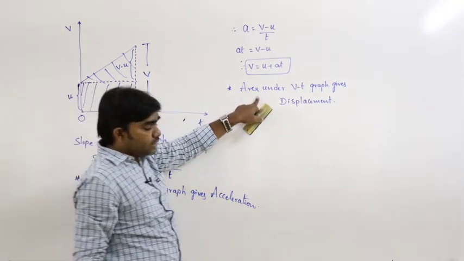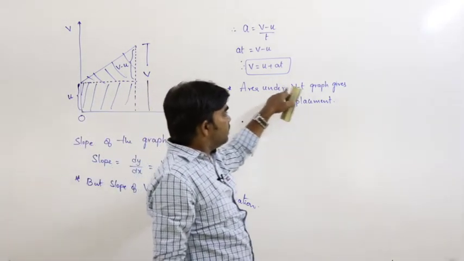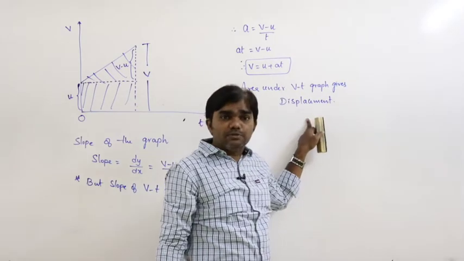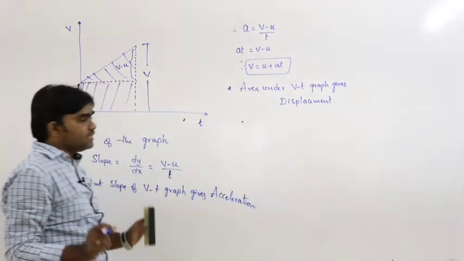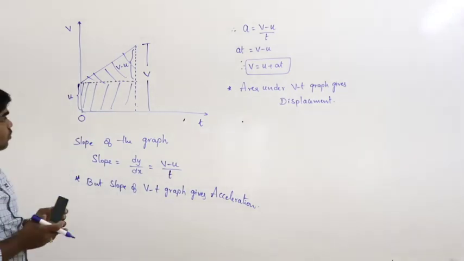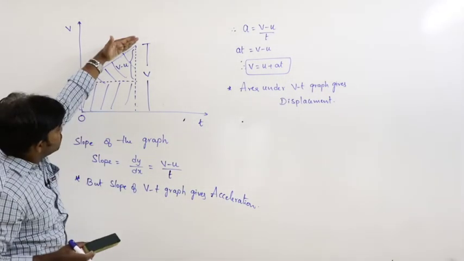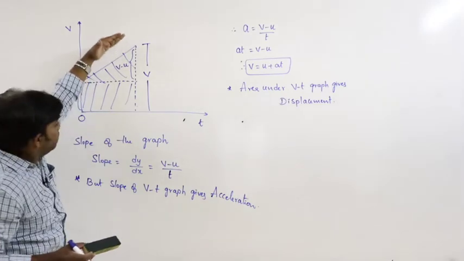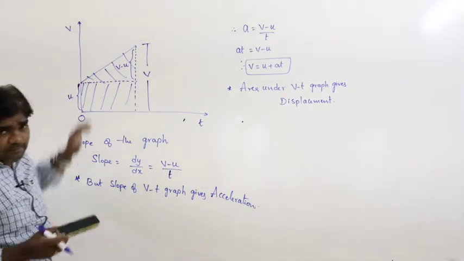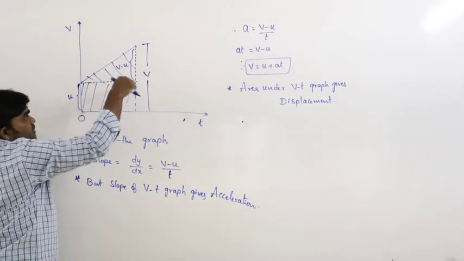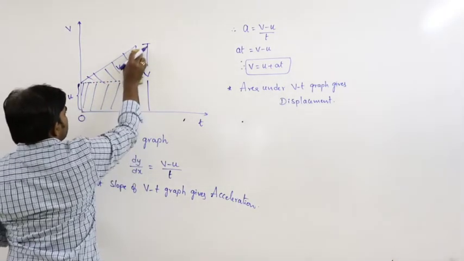The second condition is area under velocity time graph gives displacement. That is the actual procedure. So what is the area? This is the shape of the graph. Under this graph, what is the shape of the total area?